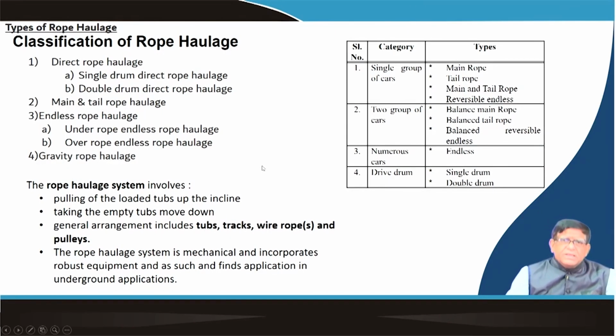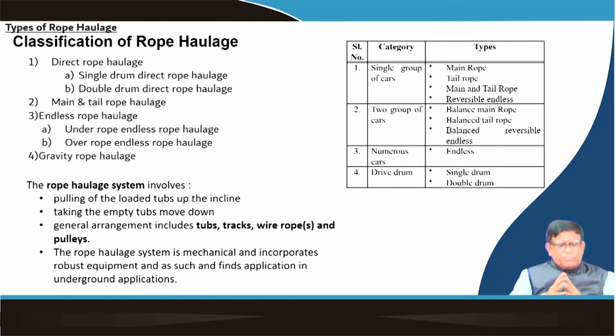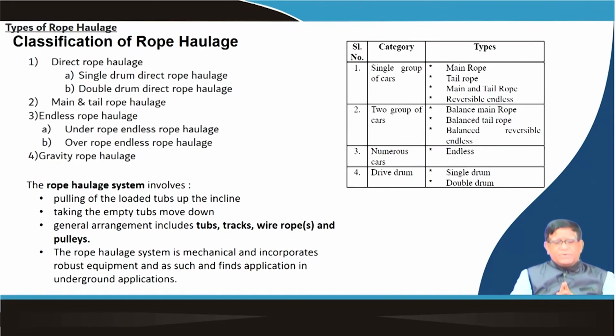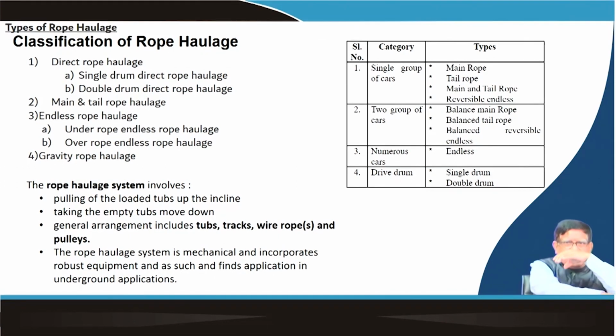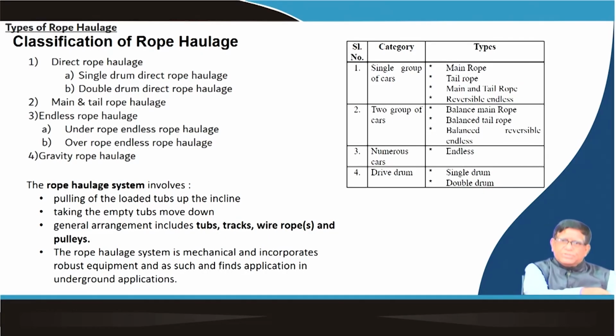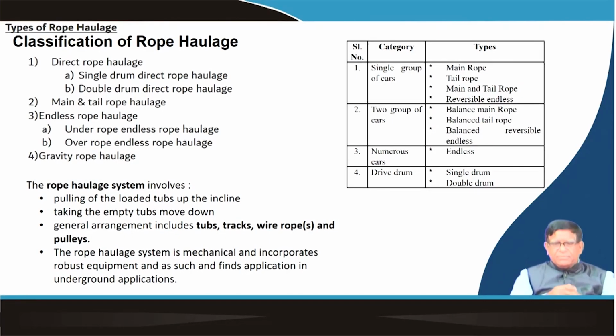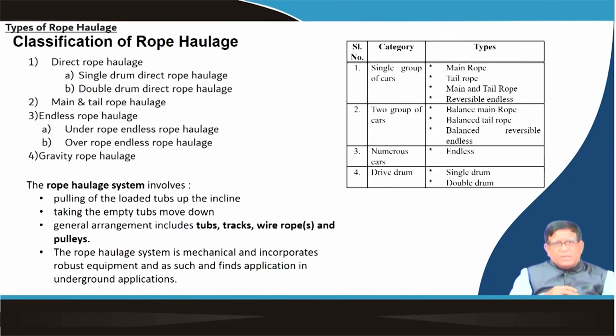So, what is the rope haulage system? You can think this way: the pulling of the loaded tubs up the incline. Incline means that in an underground mine you are going in an inclined shaft, and on that incline you are pulling the mine tubs up with the help of a rope, and the empty tubs will be going down while loaded tubs will be coming up. That is the system. And what are the components it will include?